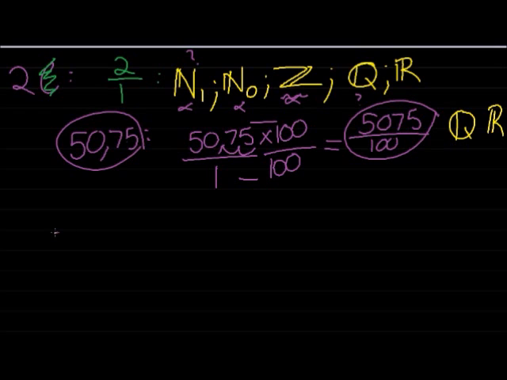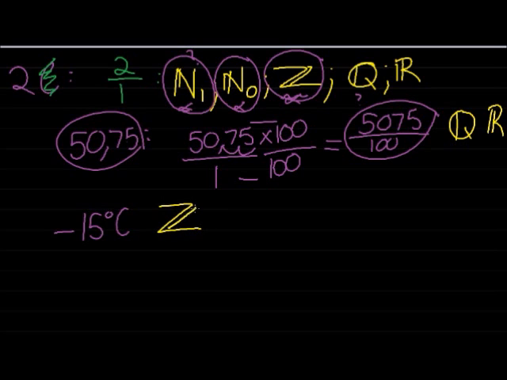We also found on the fridge the negative 15 degrees Celsius. Is that a natural number? Remember, natural numbers are all the whole numbers 1 and above. No, it's not. Is that a counting number? Counting numbers are from 0 and above. No, it's not. Is it an integer? Yes, it is. Remember, integers are all of the whole numbers, including 0 and the negatives. So it is an integer.